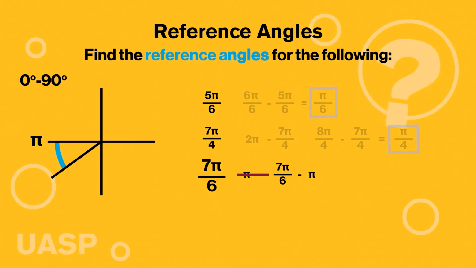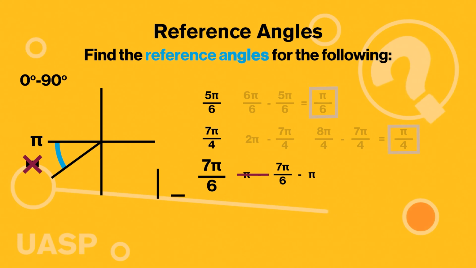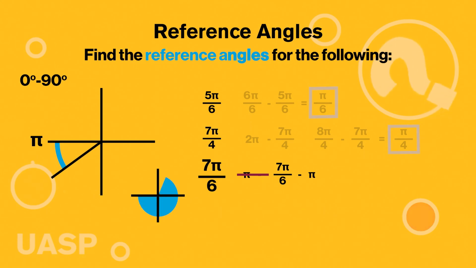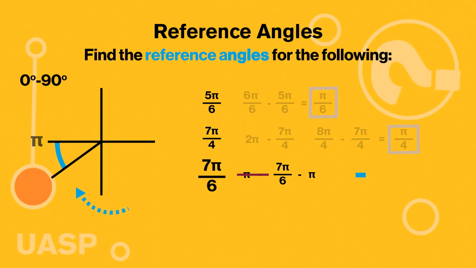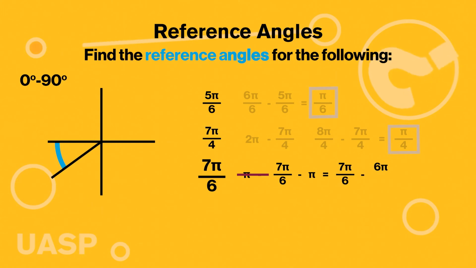Sorry about that. The reason we're doing that is that if we did it the other way, like how I did it at first, that would give us a negative, and we don't want that. So you always want to make sure that you take the larger of the two and then subtract the smaller, which is what we're doing here. Then we can convert to common denominators again. So we have 7 pi over 6 minus 6 pi over 6, which gives us just pi over 6.